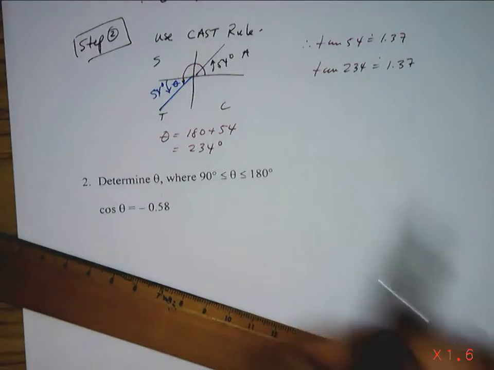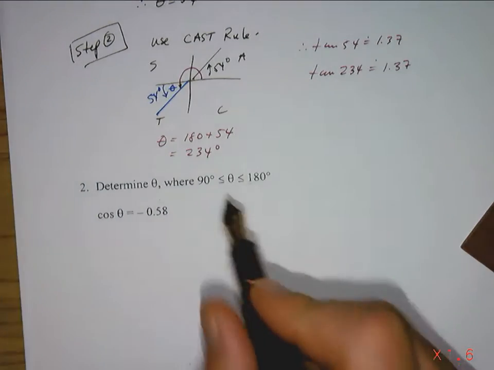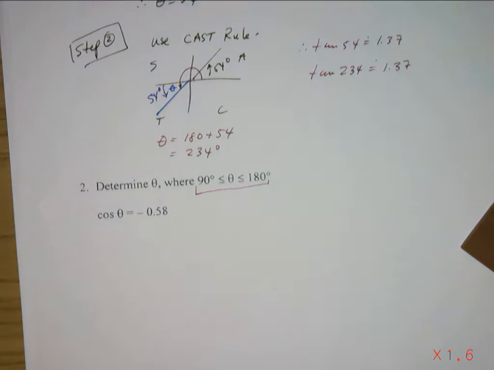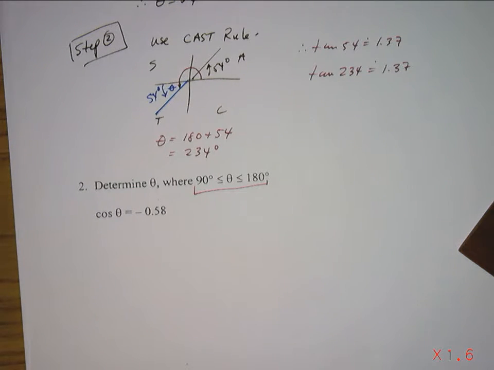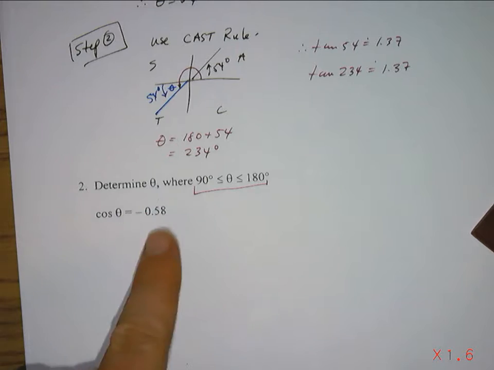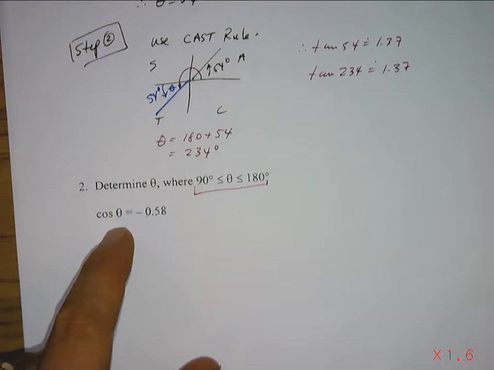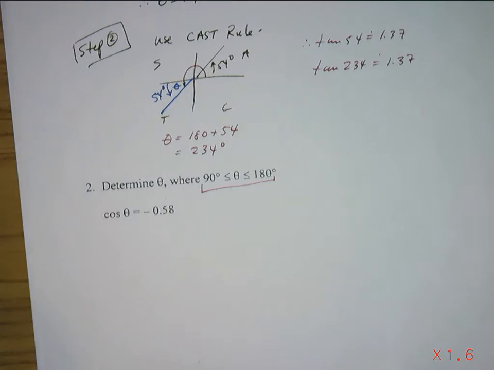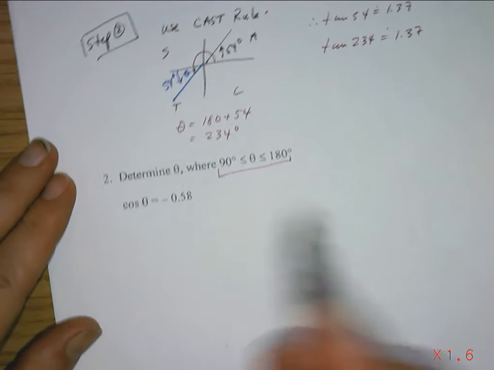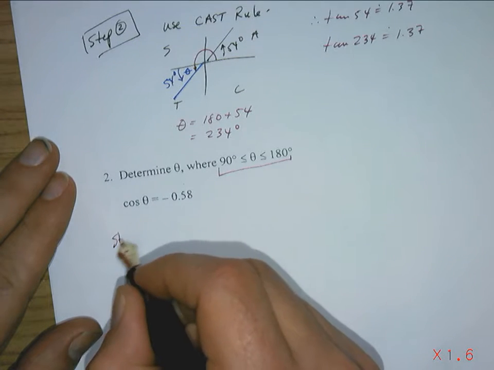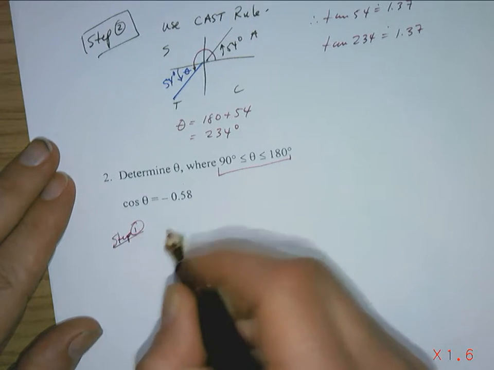All right, last one. Determine, now look, we have a restricted domain. Theta is between 90 and 180. So, it's going to be cosine, and cosine's negative. So, let's not worry about an investigation. Let's just use our process. So, step 1, use calc.